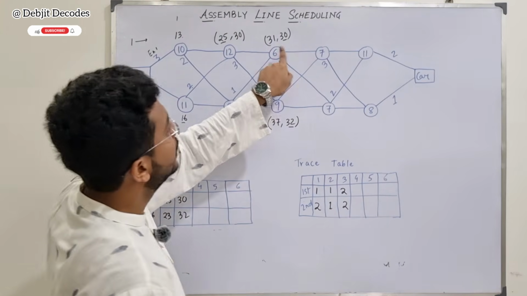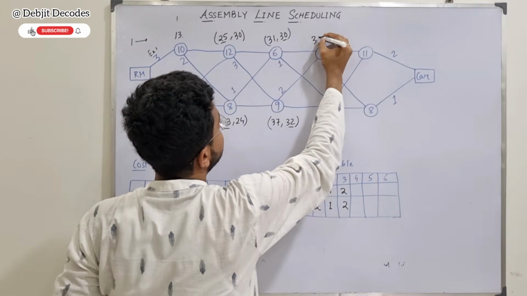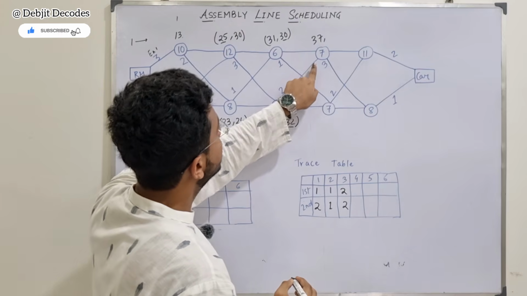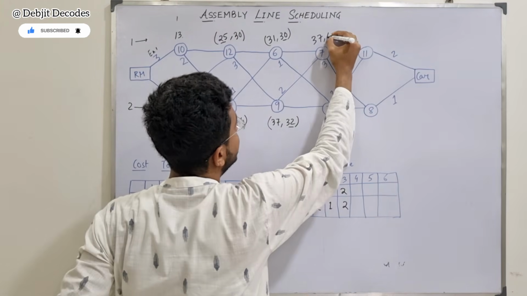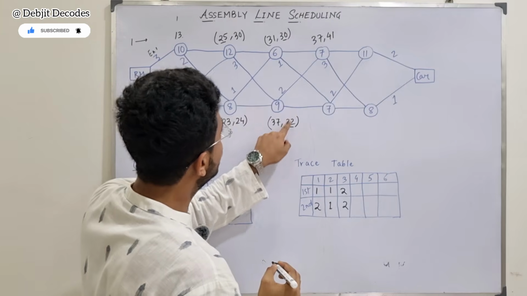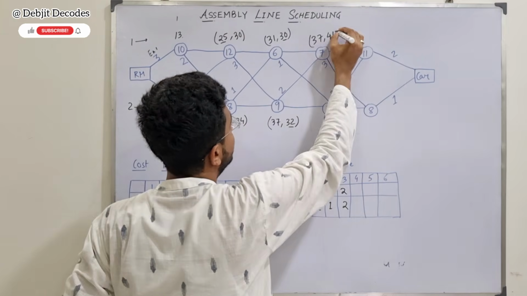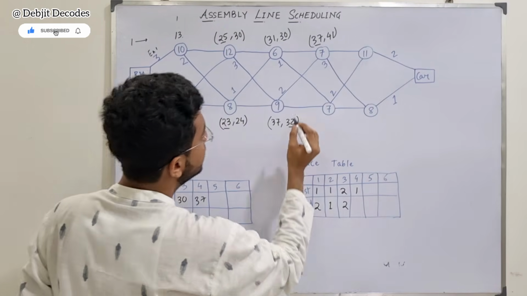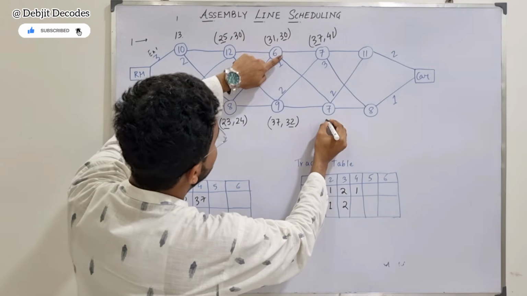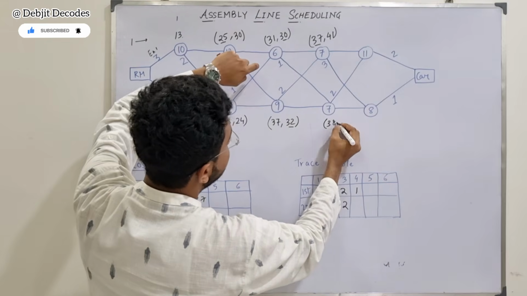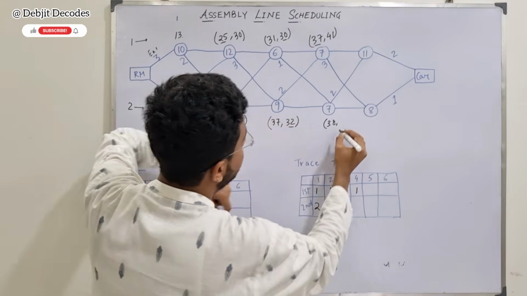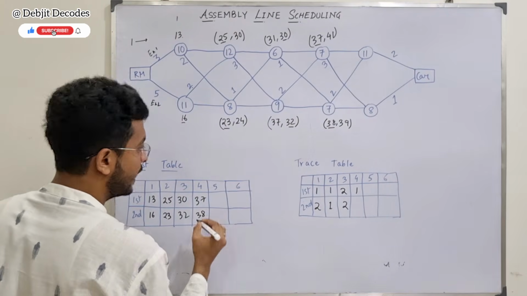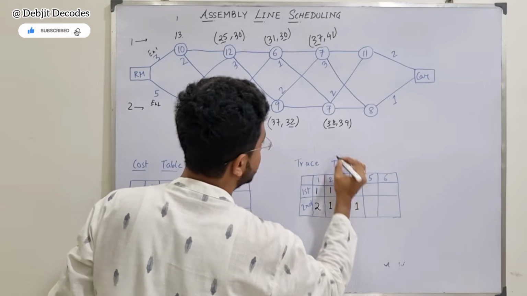Right? Now if you go 30 plus 7, 37. And if you go via this line, 32 plus 2, 34, 34 plus 7, that is 41. So which one are you taking? 37. So this is 37 and it is coming from 1. Similarly, if you check this one, 30 plus 1, 31 plus 7, 38, and from here it is 32 plus 7, 39. So which one are you taking? 38. So it is 38 and it is 1 because it is coming from the first one.